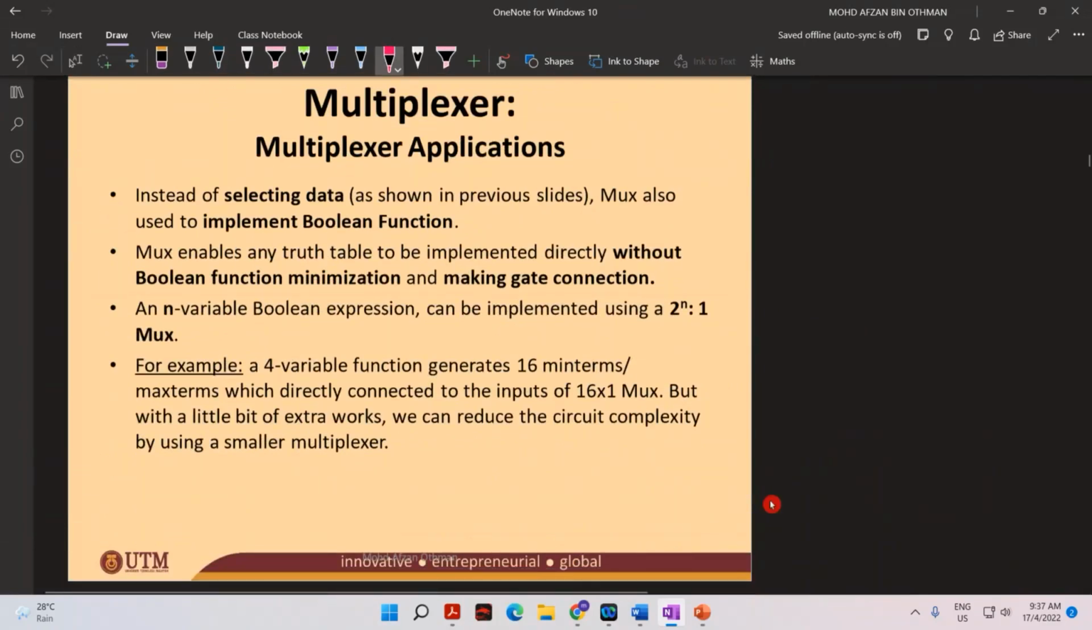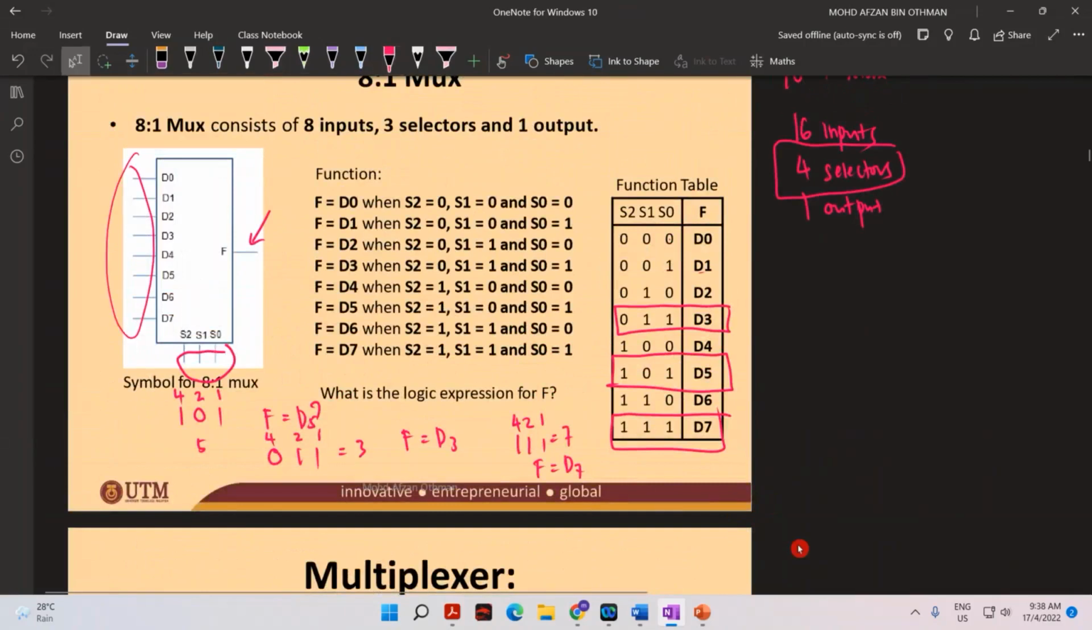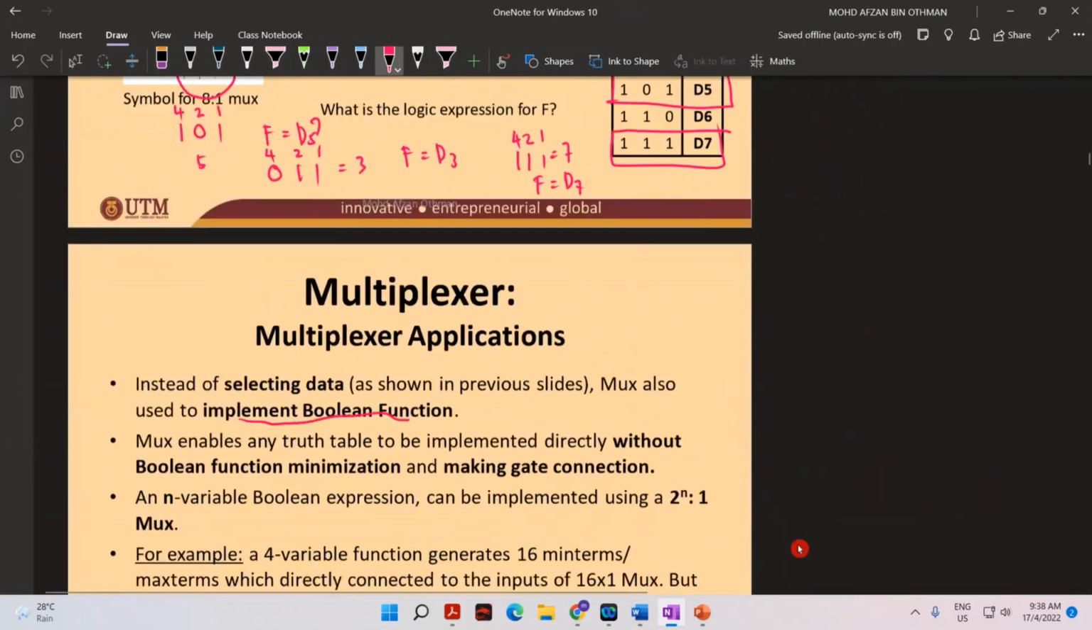Okay, so this is a multiplexer punya application. Okay, so instead of selecting the data, multiplexer also used to implement a Boolean function. Okay, previously kita tengok dia do the selecting data, which is depending on the selector kat sini lah. But instead of selecting the data, the multiplexer also used to implement Boolean function. Okay, Boolean algebra yang kita belajar sebelum-sebelum ni pun boleh digunakan menggunakan multiplexer. Tak perlu guna gate OR, gate AND, gate NAND, gate NOR, tak perlu guna. Kita boleh pakai multiplexer je.